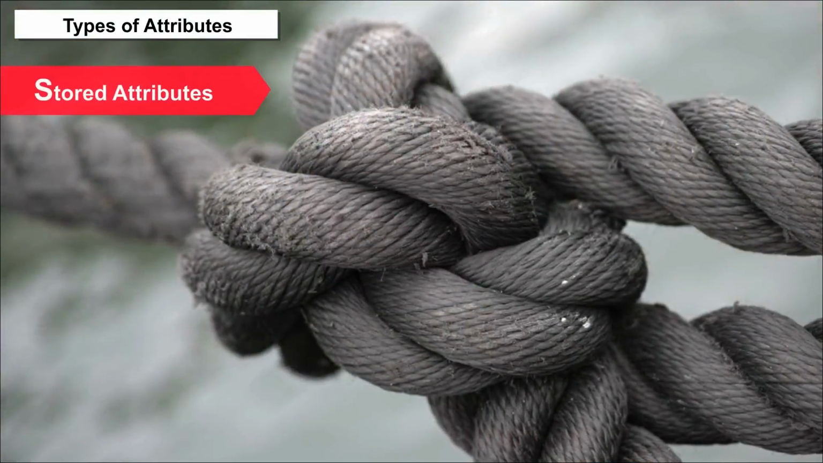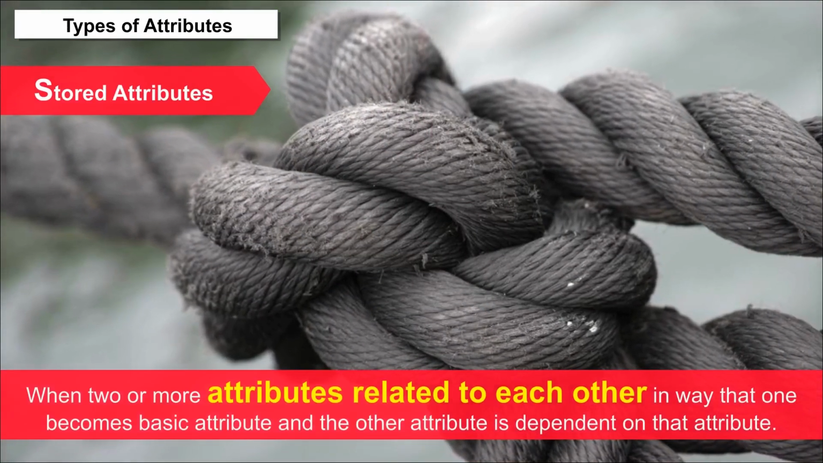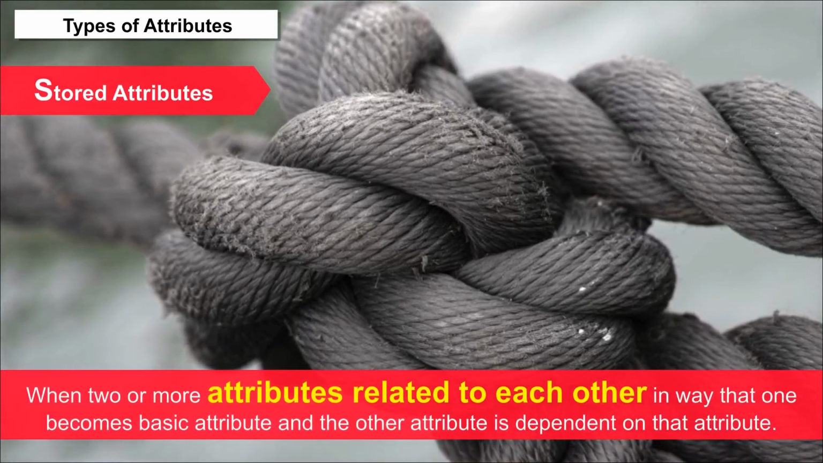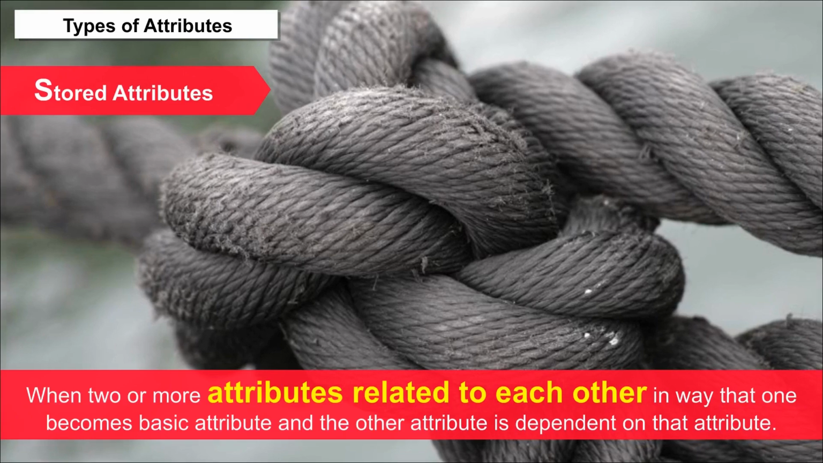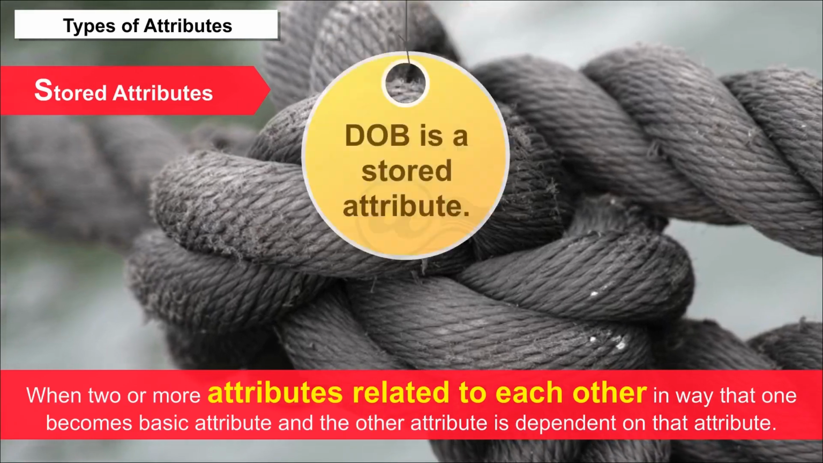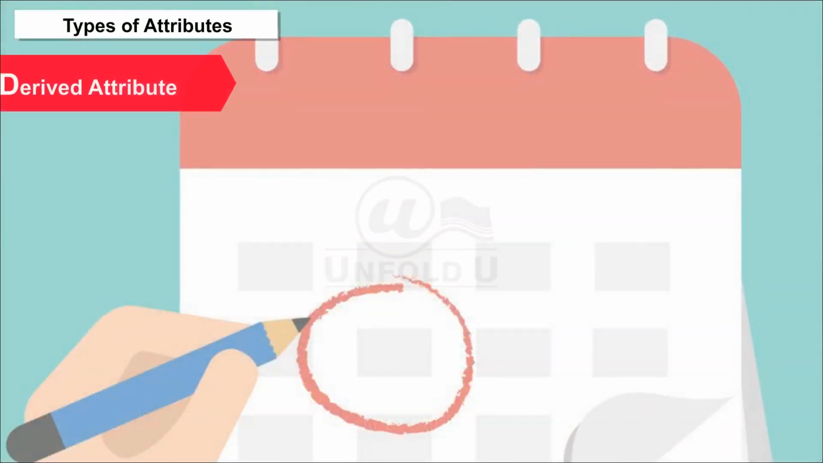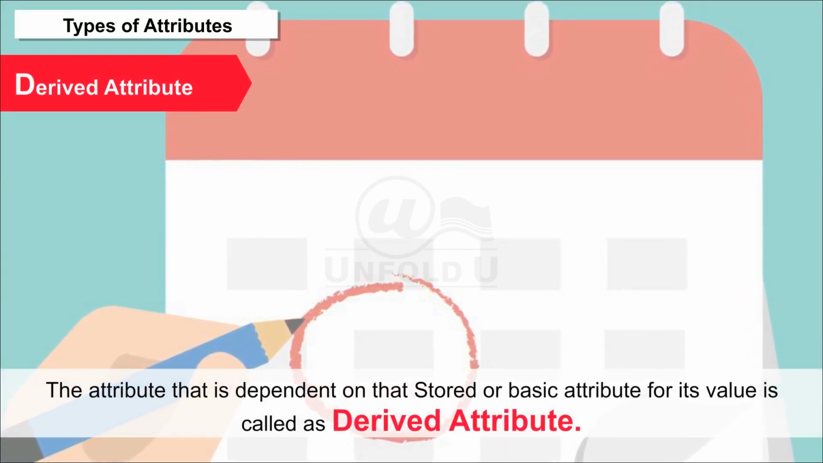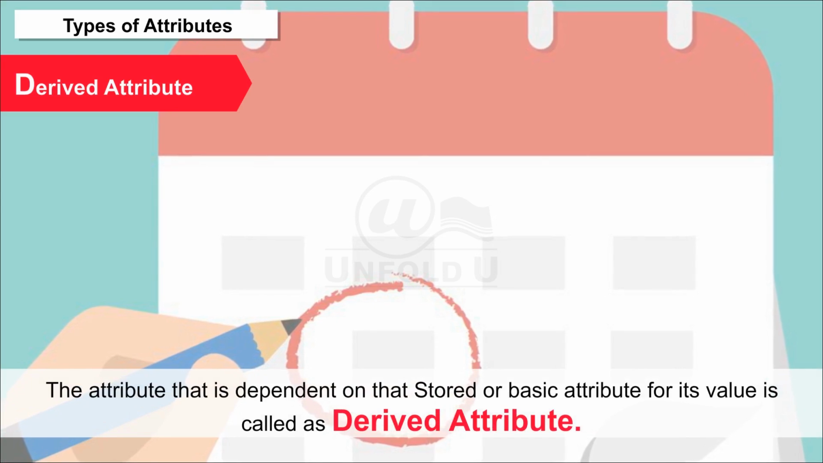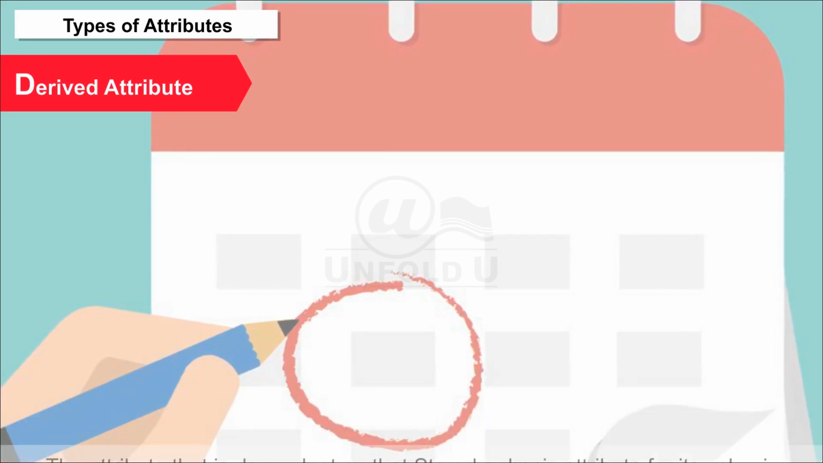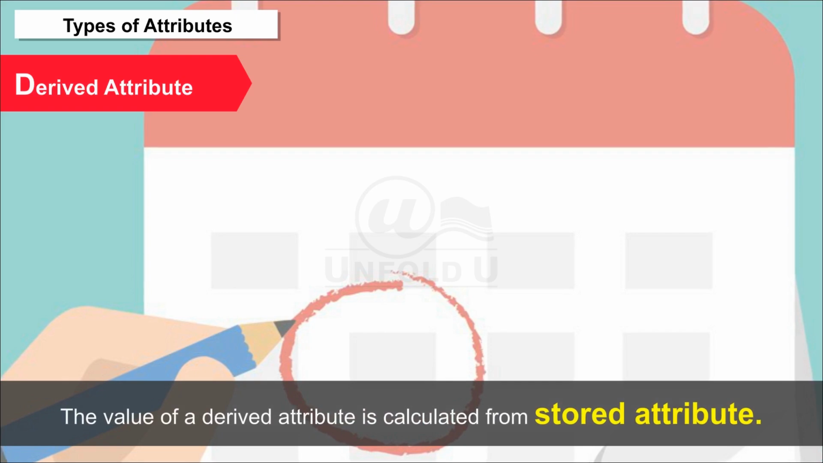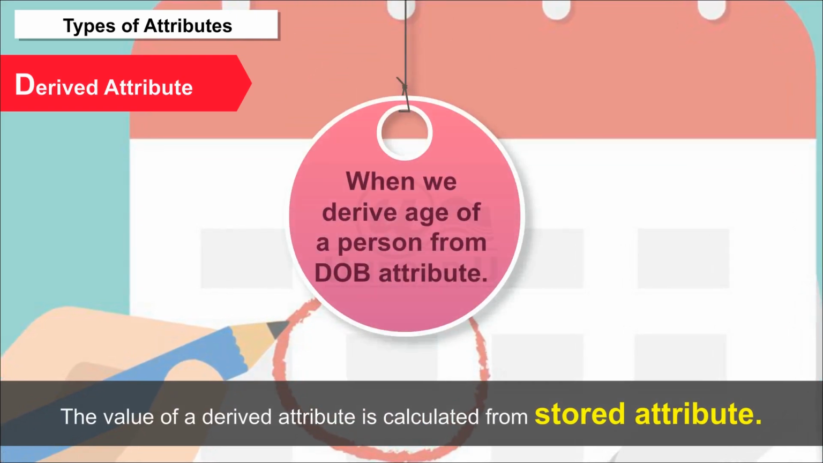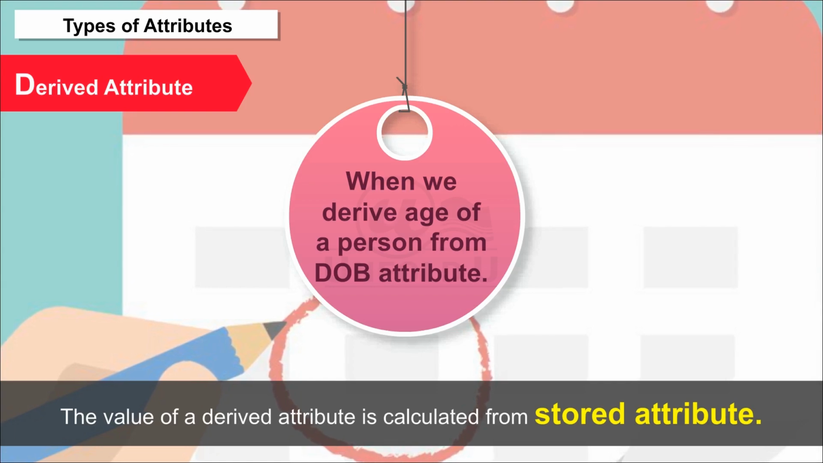Stored attributes. When two or more attributes are related to each other in a way that one becomes the basic attribute and the other attribute is dependent on that attribute. For example, DOB is a stored attribute. Derived attribute. The attribute that is dependent on the stored or basic attribute for its value is called a derived attribute. The value of a derived attribute is calculated from the stored attribute. For example, when we derive age of a person from DOB attribute.